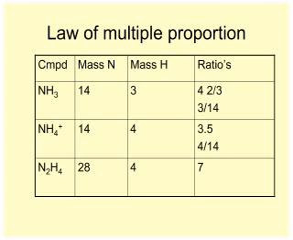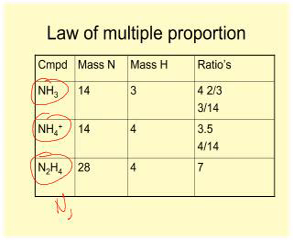In the law of multiple proportions, you're looking at different elements or different compounds that have the same types of elements in them. So all of these are composed of only N's and only H's. I just assumed I had a mole of each. So the mass of one N is 14, two is 28. 3 H's is 3, 4 H's is 4. And I just rounded it to make this a little bit easier.